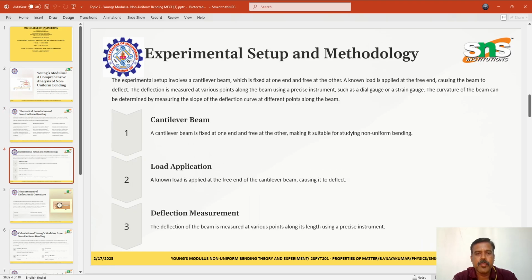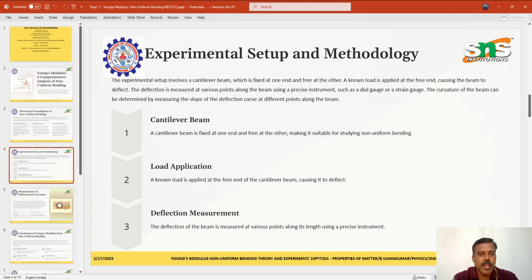So, the experimental setup and methodology. The experimental setup involves a cantilever beam which is fixed at one end and free at the other end. A known load is applied to the free end, causing the beam to deflect. This deflection is measured at various points along the beam using precise instruments such as a dial gauge or a strain gauge. The curvature of the beam can be determined by measuring the slope of the deflection curve at different points along the beam.